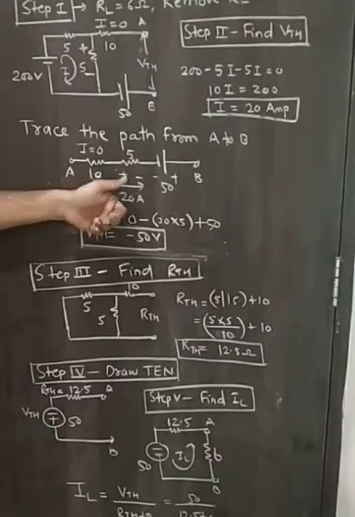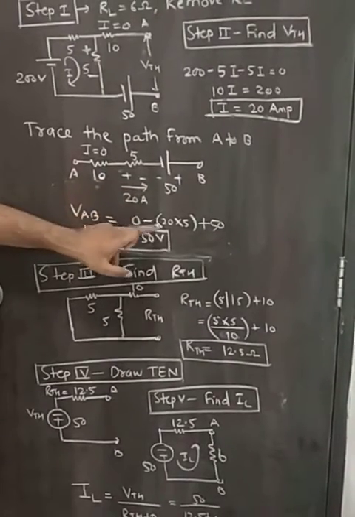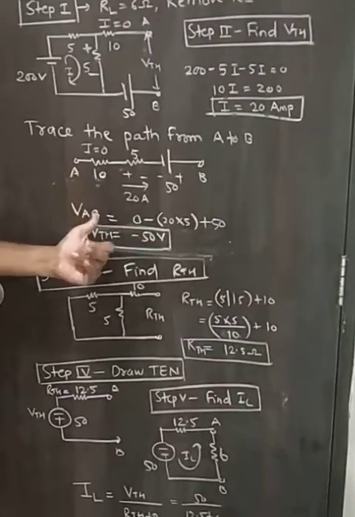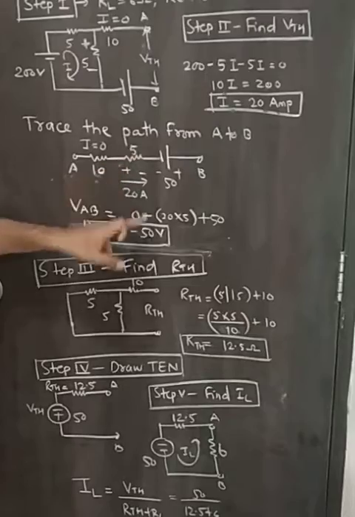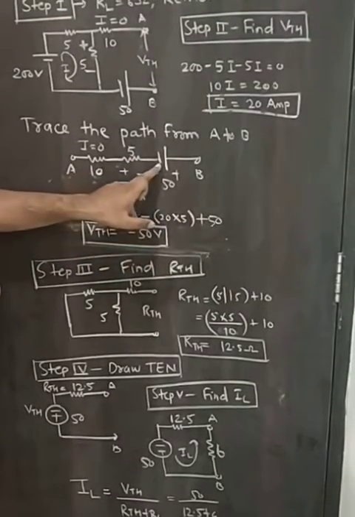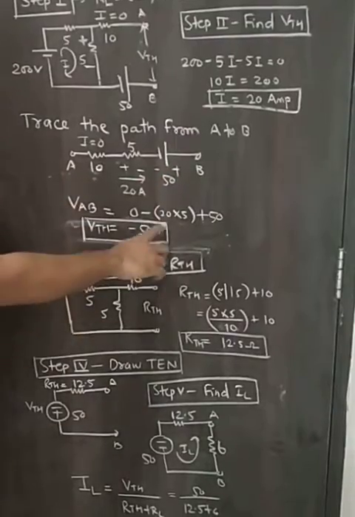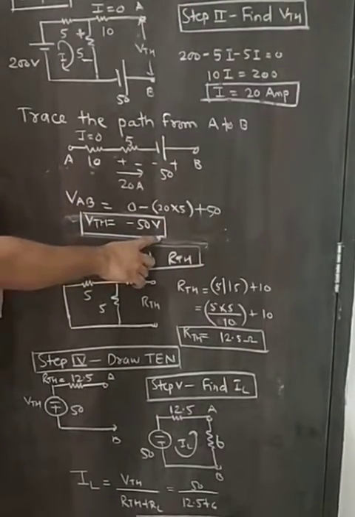Here we are going from higher potential to lower potential, and the current flowing through this 5 ohm branch is 20. So 20 into 5, because we are writing the equation in terms of voltage. I into R is nothing but voltage, and plus 50 because we are going from lower potential to higher potential. So minus 100 plus 50, it becomes minus 50 volt.